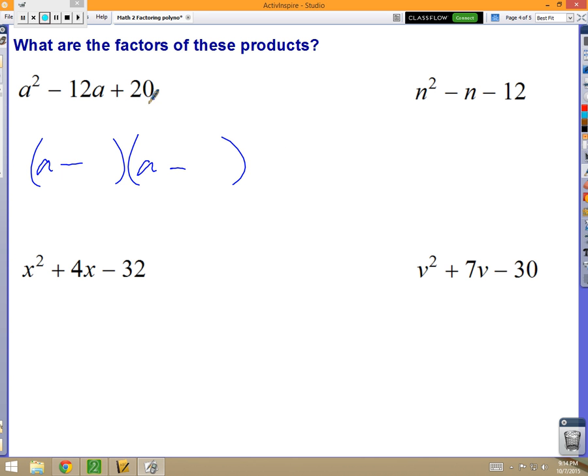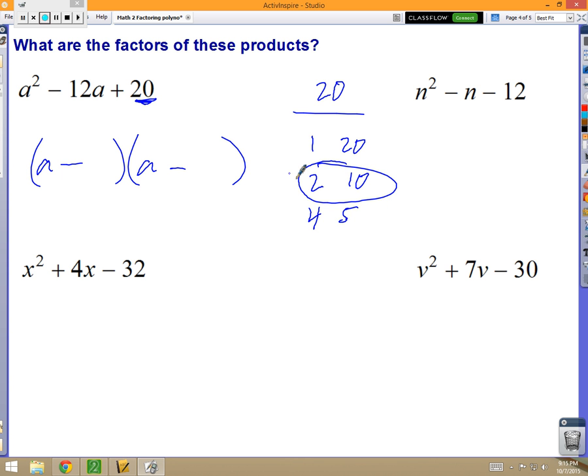Now, you get 20 by multiplying, and you get 12 by adding. So 20, there's only a couple ways to times and get 20. 1 and 20, 2 and 10, 4 and 5. So you got 3 choices. And you need to look at the middle. It will tell you which of those 3 you got to choose. When you add them together, it needs to be a negative 12. So you're going to go with the 2 and the 10.